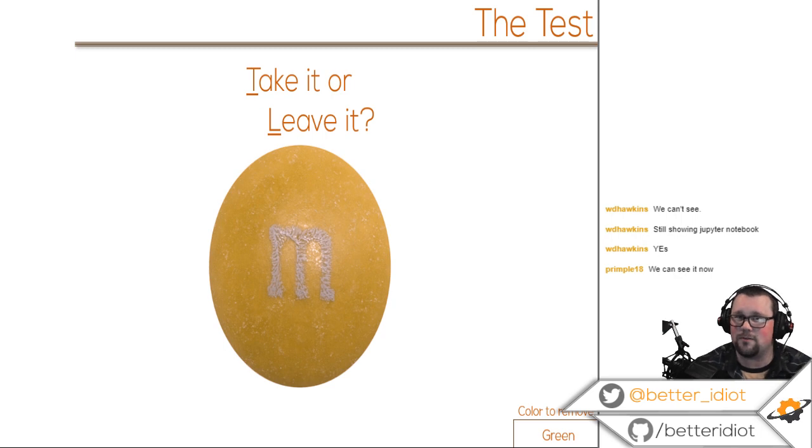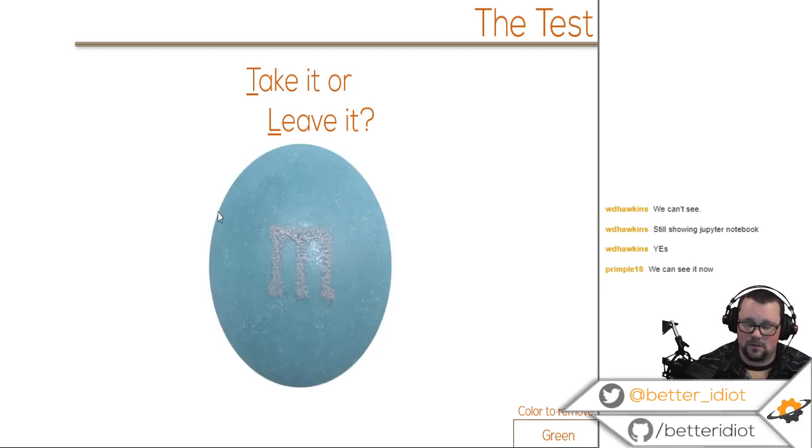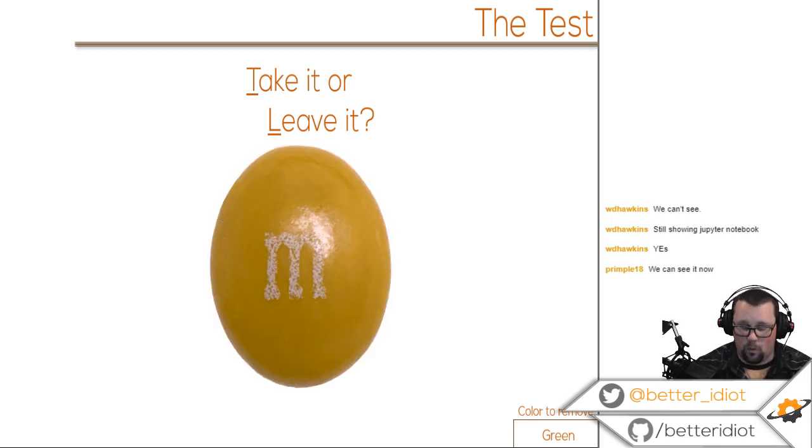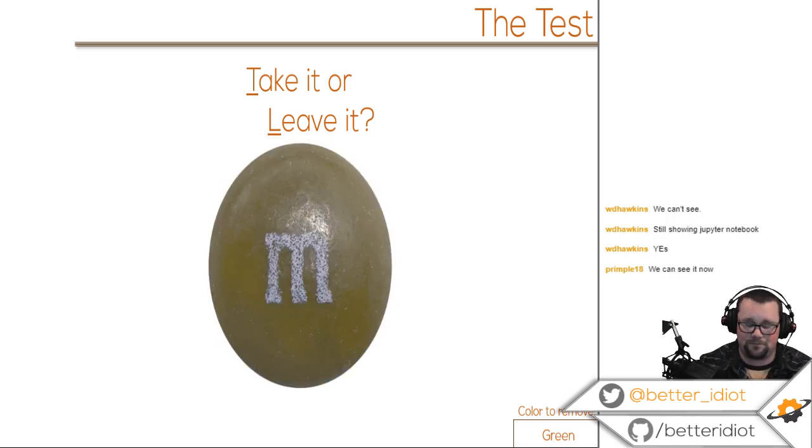Now, remember, this is for color blindness. This one is actually green if the person is red blind or protanopic. This one is orange if the person is green blind. This one is green if they're yellow blind. Yellow blind is like the smallest proportion of people being colorblind. This one is red if the person's red blind.